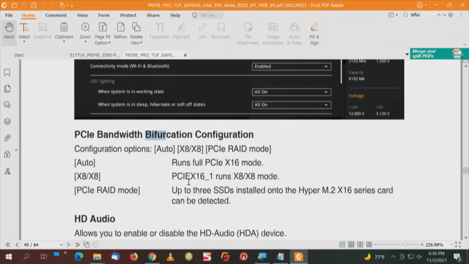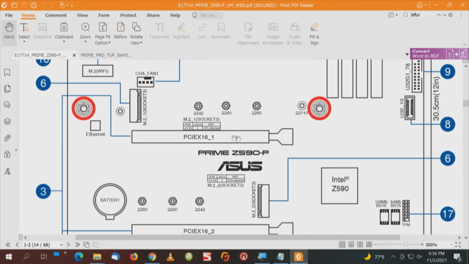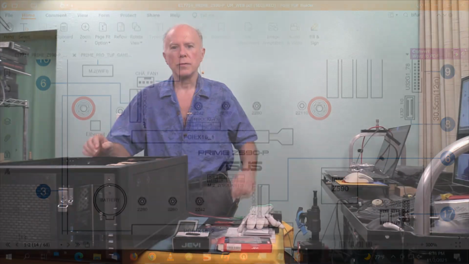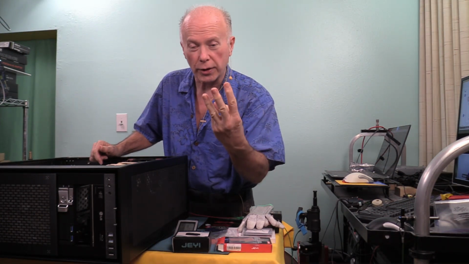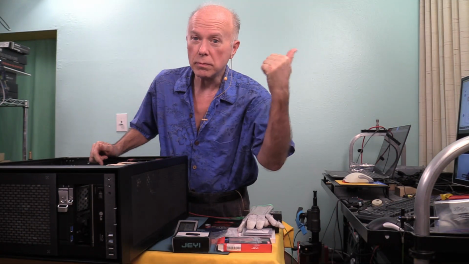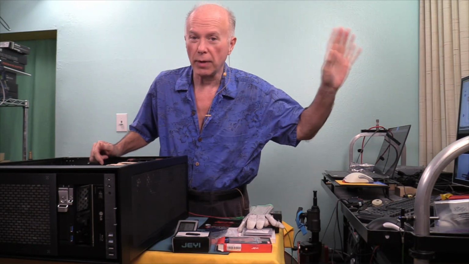Now, x8/x8, I have no idea what kind of card you would use for x8/x8. But hold that thought, because it's going to get a little bit deeper. Right here, the third option, PCI Express RAID mode. Up to 3 SSDs installed on the Hyper M.2 x16 card can be detected. That means when you're on that slot, you can only have 3 drives, and then you have the 1 drive here that gives you your 4. So you will not see 5 drives, even though you should. You're only going to see 4 drives, 3 on the card and 1, which is nuts, on the motherboard.